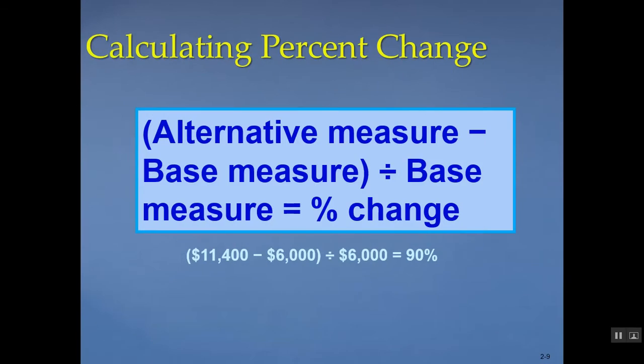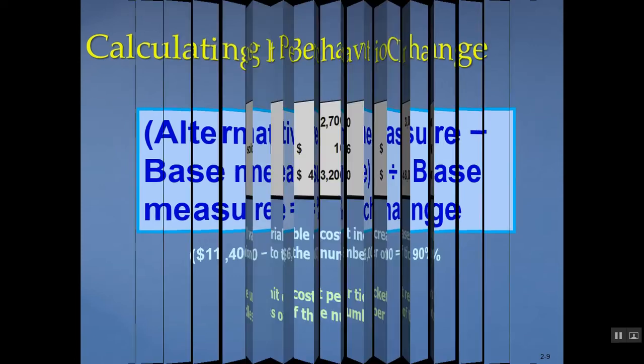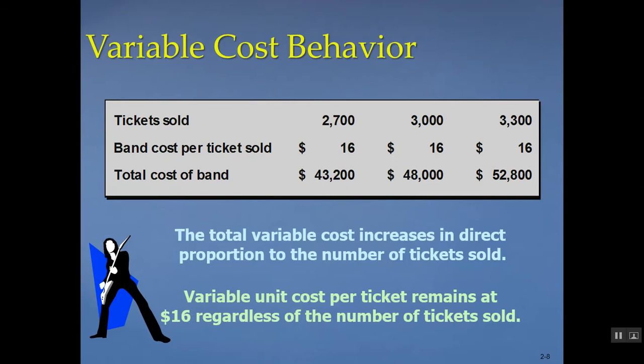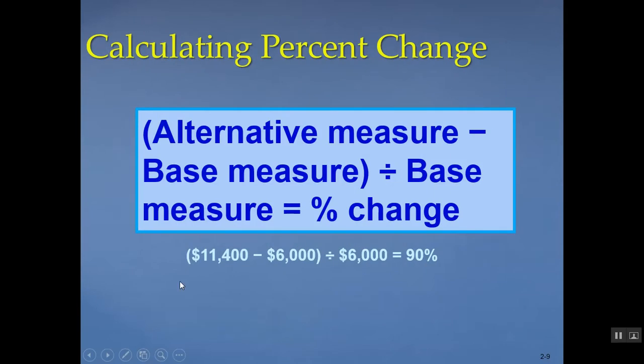Before, when we were talking about the percentage increase, where we went from $6,000 to $11,400, and we said it was a 90% increase, how do we calculate that? Well, this is what we're comparing it to. We're comparing the profits for 3,300 tickets versus 3,000. So we're going to take 11,400 minus 6,000, and then take that difference divided by the base, which is the $6,000. This works anytime you're comparing two things, whether it's prior year to current year, budget versus actuals. You just have to remember what your base measure is. So here we were comparing it against 6,000.